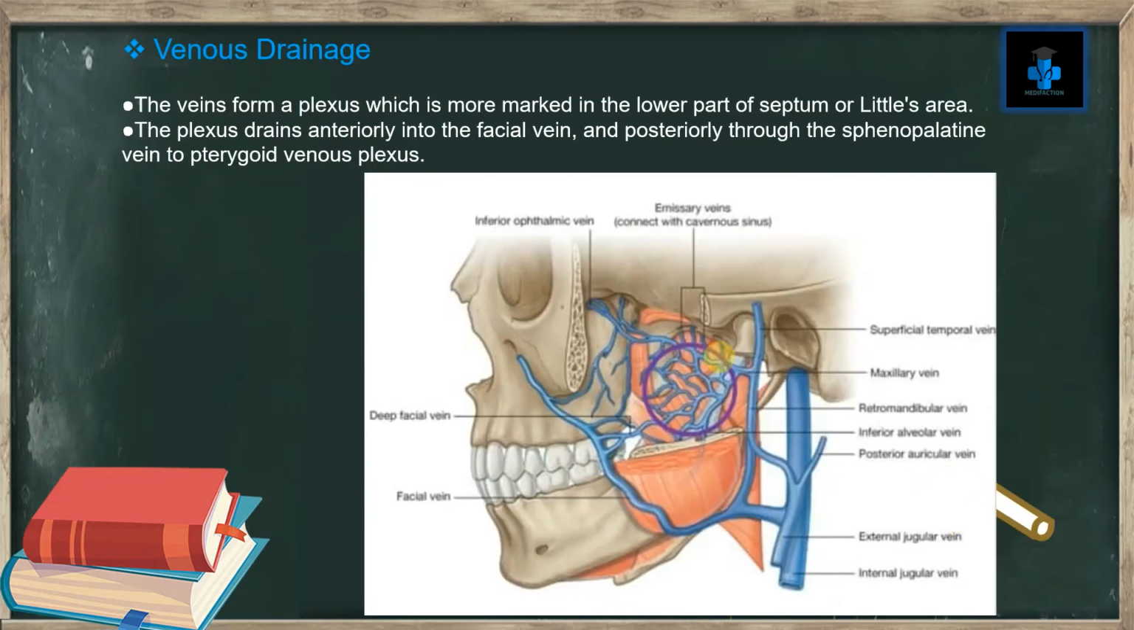Venous drainage. The veins form a plexus which is more markedly in the lower part of the septum or Little's area. The plexus drains anteriorly into the facial vein. This is the facial vein where it drains anteriorly and posteriorly through the sphenopalatine vein to pterygoid venous plexus.